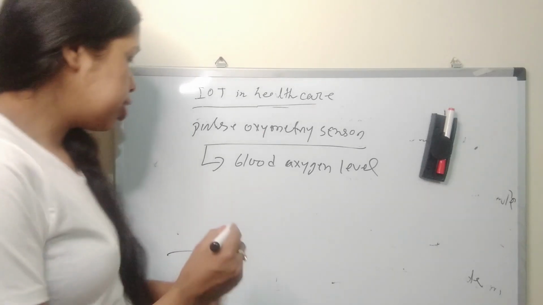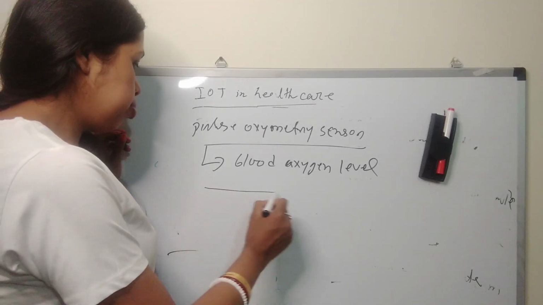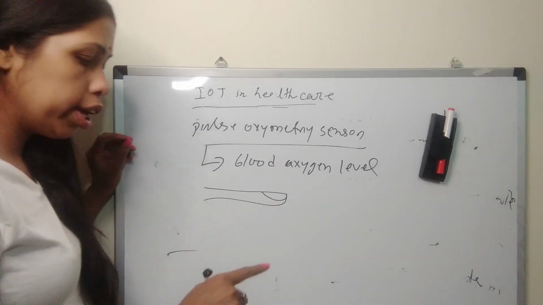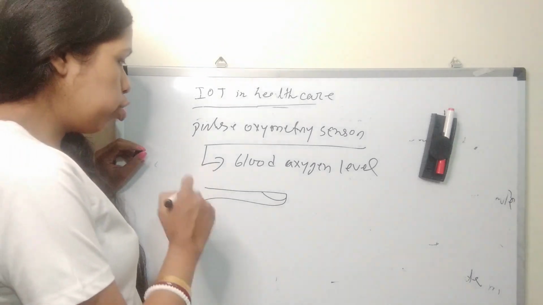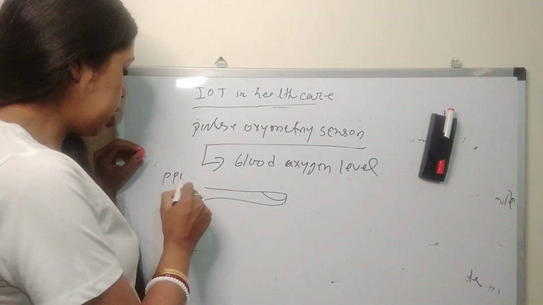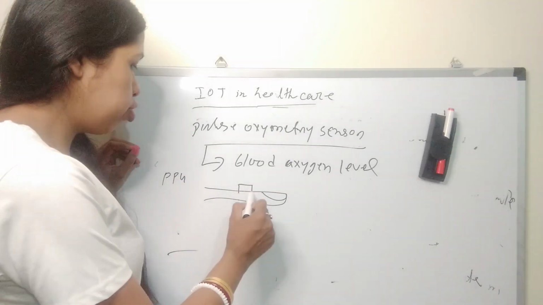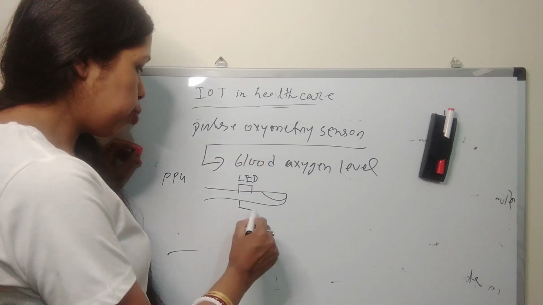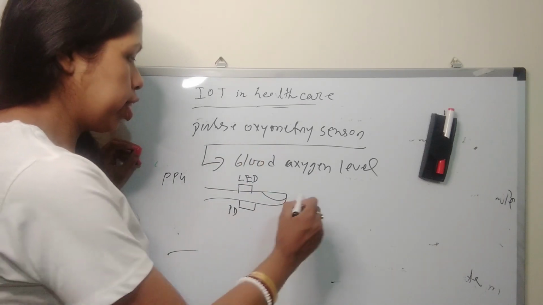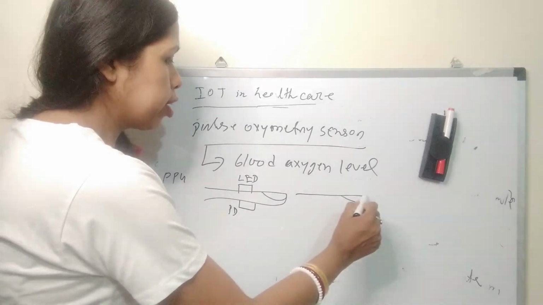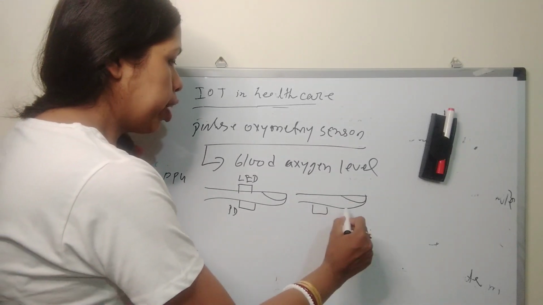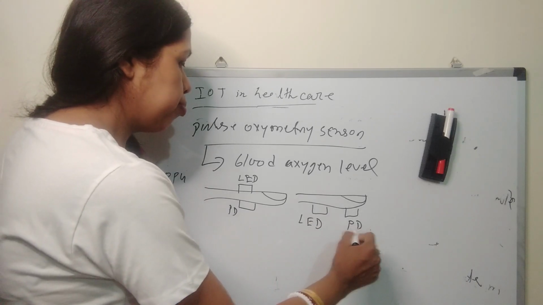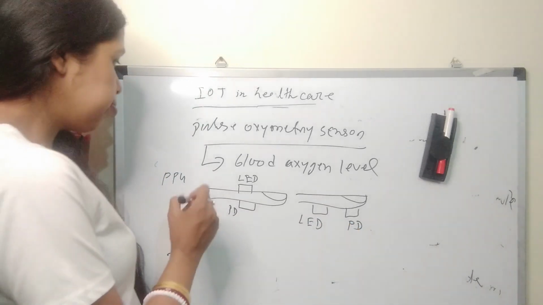In this case also you can put it on the finger. So this is your finger. Here is how the PPG sensor can be designed, and the LED can be arranged in two ways. The LED can be on the top of the finger and the PD at the bottom of the finger, or you can put it like this also: LED and PD both at the bottom of the finger.